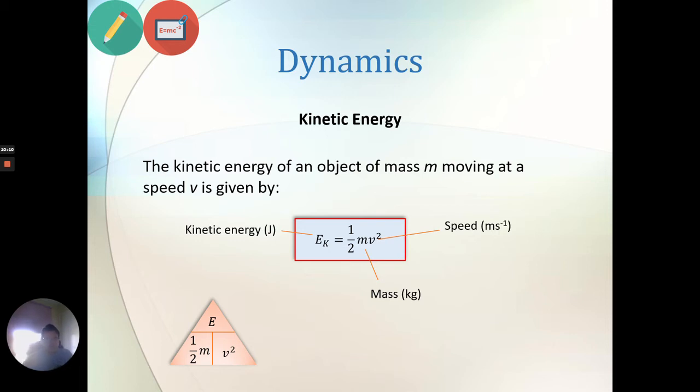Because kinetic energy is a form of energy, it's measured in joules, mass is measured in kilograms, and speed is measured in meters per second. Please remember, if you have to do a calculation and you're finding v, you need to take the square root of everything at the end. You can't give an answer in v squared and get the marks. It's got to be v. It's got to be speed.